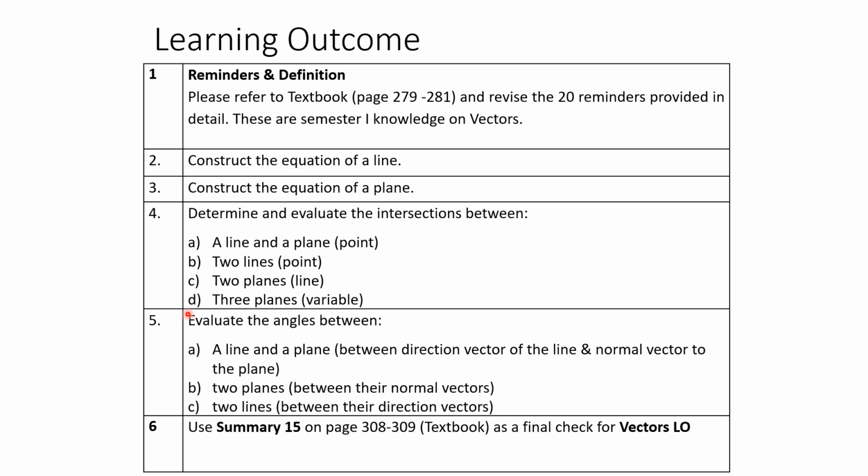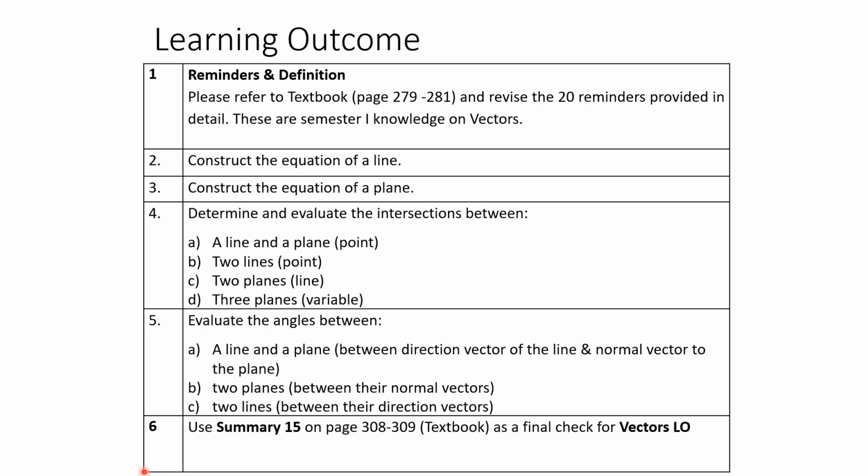And then the fifth learning outcome, you're required to understand and determine angles between a line and a plane, where it will be the direction vector of the line and the normal vector to the plane. Also evaluate the angles between two planes, where it's obviously between their normal vectors, and intersection between two lines, which will also result in an angle, where you have to find the angle between the direction vectors of the two lines.